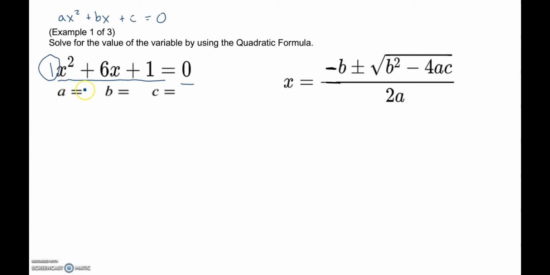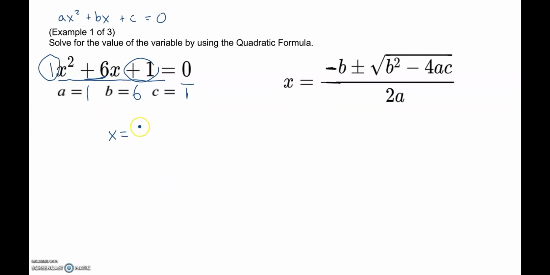We know that our a is our first term here, and that there's a 1 in front of that x squared. Our b is our second term here, and it's going to be positive 6. Always watch the sign. C is going to be our plus 1. Okay? Now let's plug it into our equation.